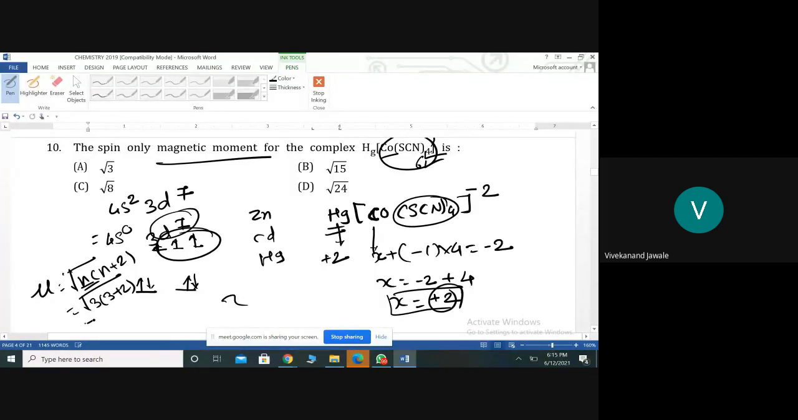So 5 into 3 gives us 15, and that's your answer, option number B. That will be under root of 15. That will be your answer. That will be your magnetic moment in your exam.